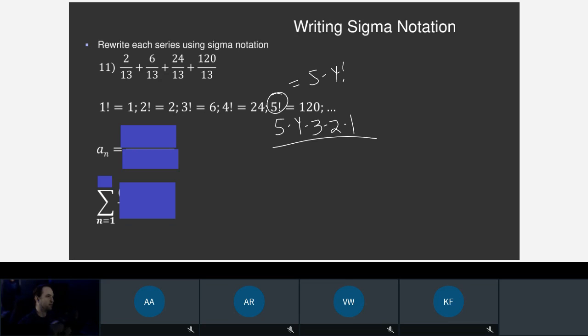Or I could do 5 times 4 times 3 factorial. So I can kind of split it up any way I want. It just looks different, but has the same mathematical value. So that's a little crash course in kind of factoring factorials in a weird kind of way.